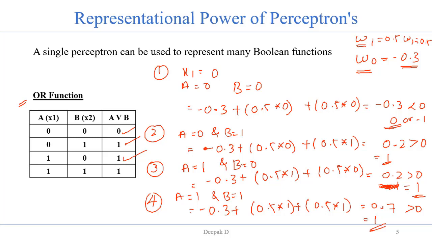The weight values are taken randomly initially. If we do not get the expected output, we keep on updating the weights. Finally, if we get the output we expected, we stop updating and use those weights to represent the Boolean functions. I hope you have understood this clearly.